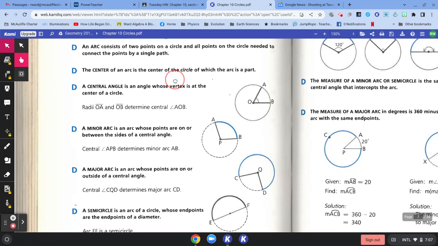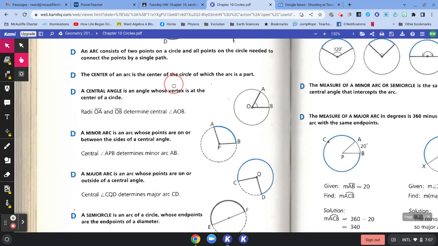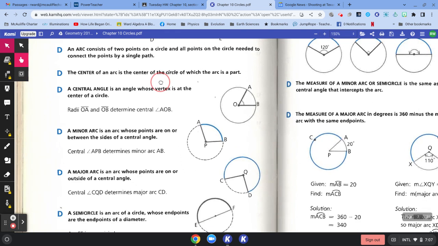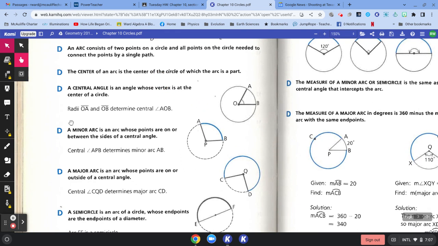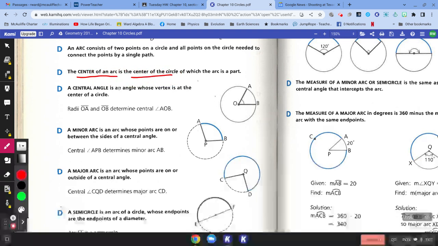So let's talk about some of the key distinctions about arcs. First of all, the center of the circle is the same as the center of the arc. Center of an arc is the center of the circle. And then there's an angle that is swept out by an arc, and that angle has its vertex right here at the center of the circle. And it sweeps out the arc, and the number of degrees of that angle is going to be the same as the number of degrees of that arc.